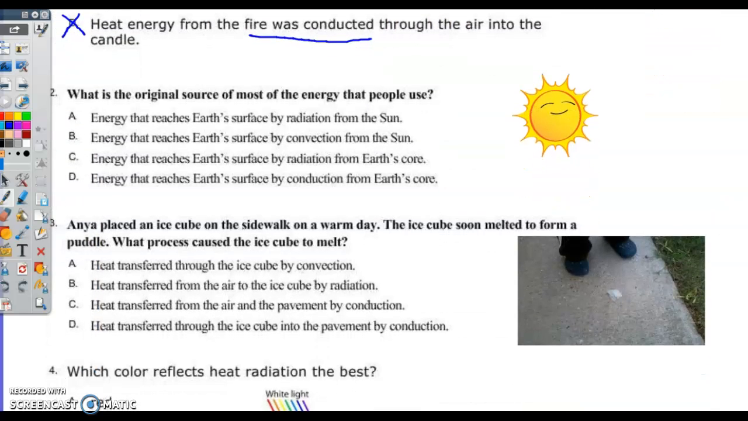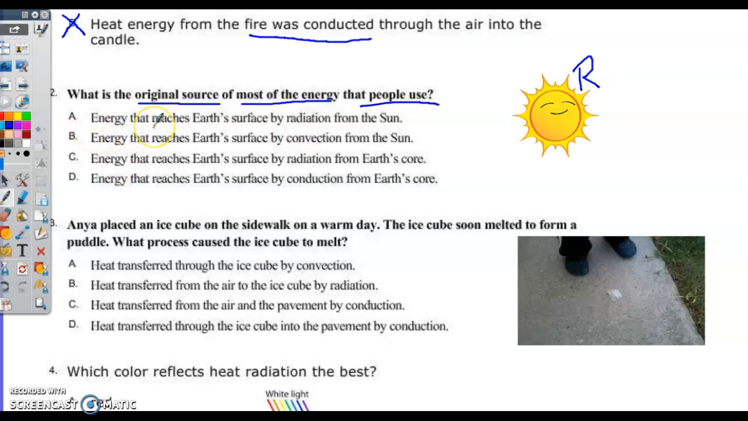All right, so question number 2. What is the original source of most of the energy that people use? Now, this goes back all the way to ecosystems, doesn't it? What's the main source of energy? Well, we know the answer is the sun, but now when I say the sun, something new pops into my head. What word pops into your head, Dalen, when I say the sun? Radiation, right? So I'm going to put an R beside the sun.